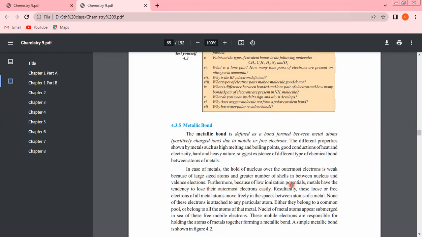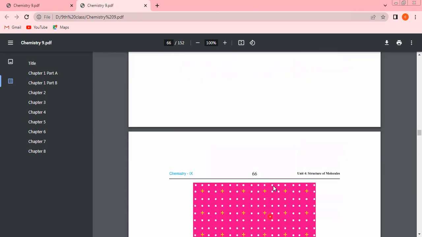Furthermore, because of low ionization potential, metals have the tendency to lose their outermost electrons easily. Resultantly, these free electrons of all metal atoms move freely in the spaces between atoms of a metal. None of these electrons is attached to any particular atom. Either they belong to a common pool or they belong to all the atoms of that metal. Nuclei of metal atoms appear to be in a sea of these free mobile electrons. These mobile electrons are responsible for holding the atoms of metals together, forming a metallic bond. A simple metallic bond is shown in the figure.